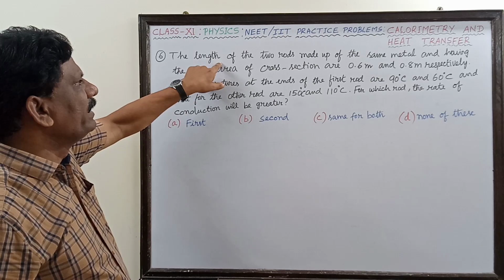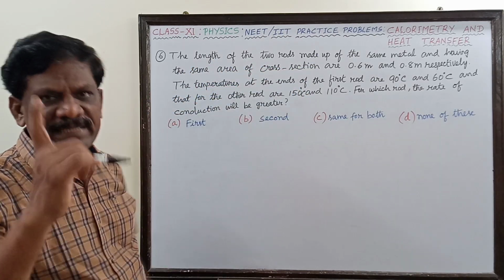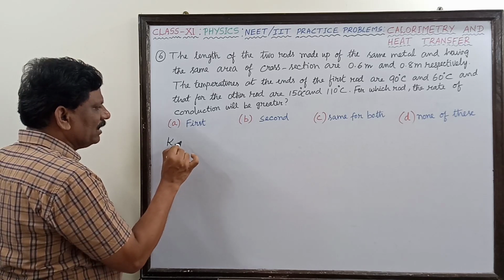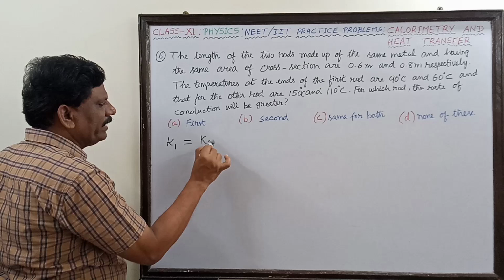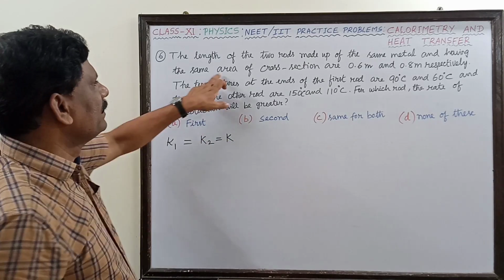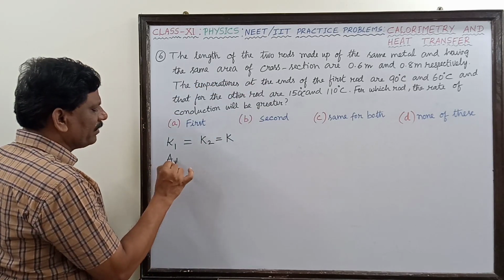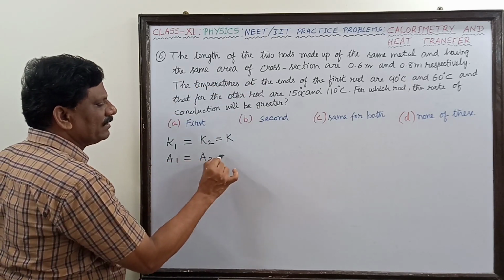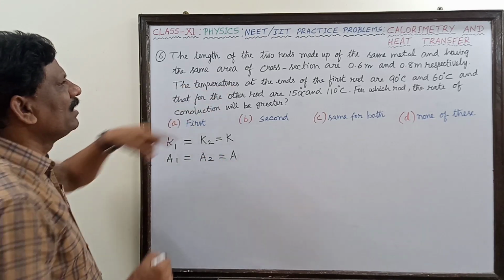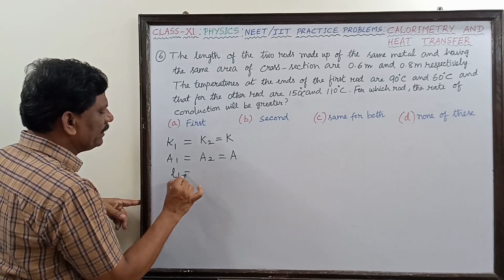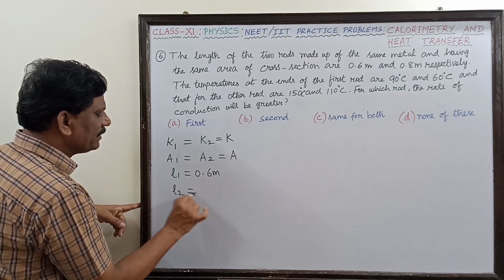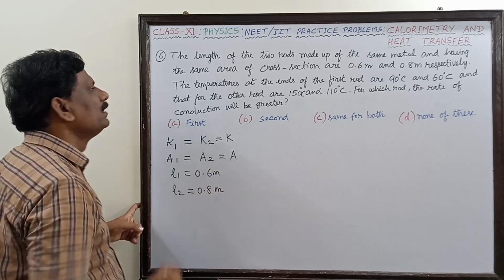Now what is the clue given here is the length of the two rods made up of the same material. So since the same material, the thermal conductivity of the first rod is equal to the thermal conductivity of the second rod. So we can use the symbol K itself for both. They have the same area of cross section. Therefore, area of cross section for the first rod is equal to that of the second rod. So we use the symbol A for both. And the length of the first rod is given as 0.6 meter. So L1 is equal to 0.6 meter. And the length of the second rod is equal to 0.8 meter.